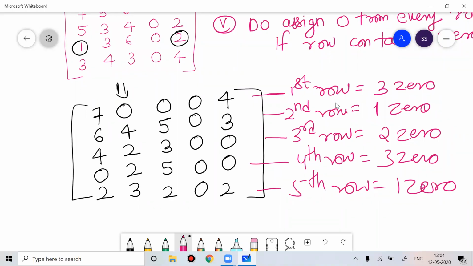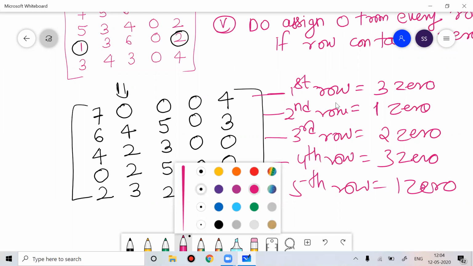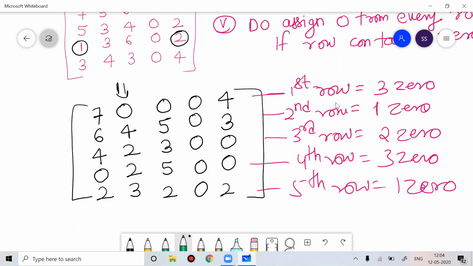So when you are assigning row wise, give preference to that row which has only 1 zero. Any row which has more than 1 zero, just ignore it for the time being. So the second row has 1 zero.